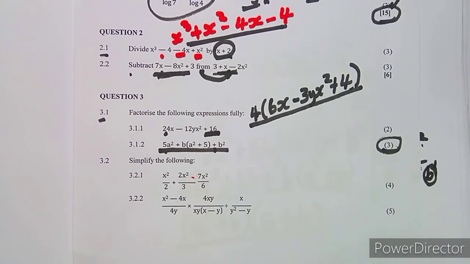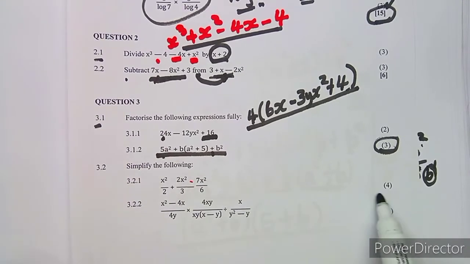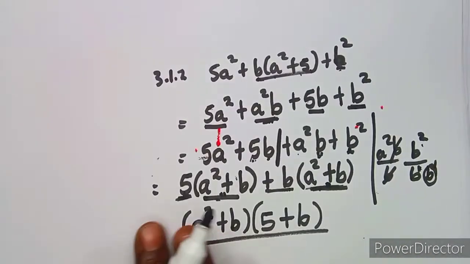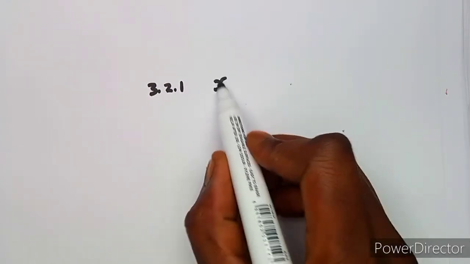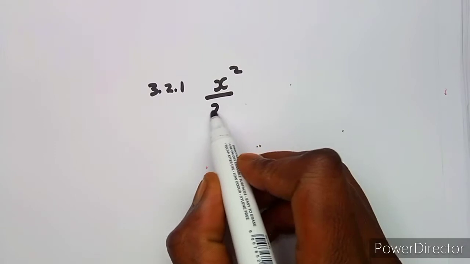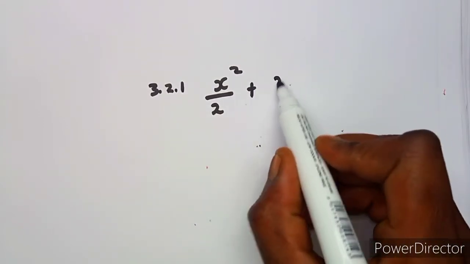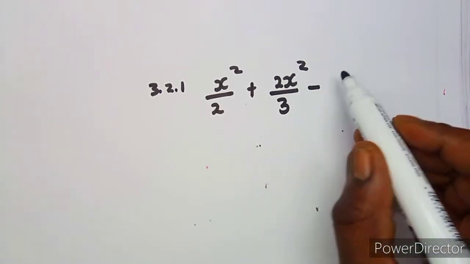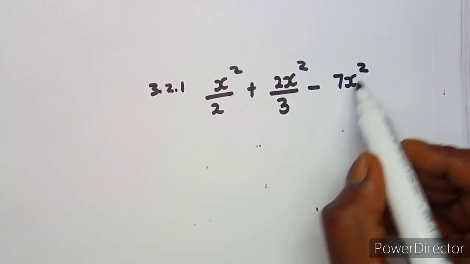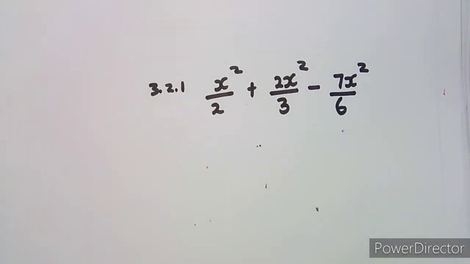Anyways, let's see what we had on 3.12, which is to simplify the following. And that was just to simplify, and it's actually 4 marks. Let's see why it is actually 4 marks there. It was x squared over 2 plus 2x squared over 3 minus 7x squared over 6. So actually this is what we had.